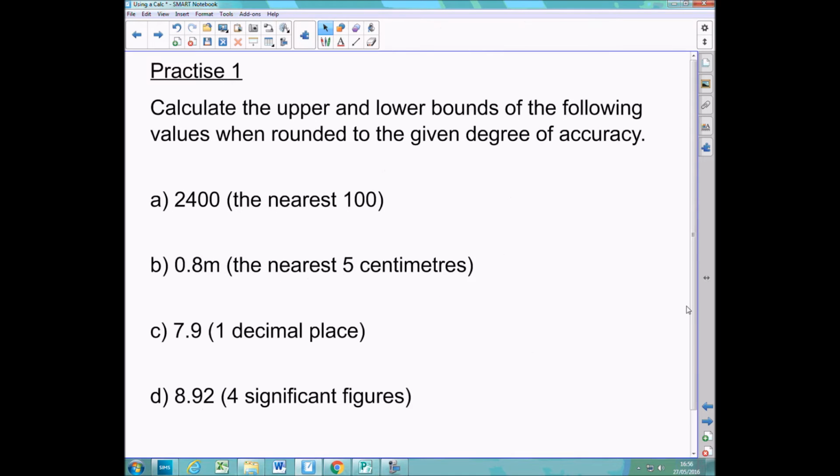Okay, so here are 4 questions for you to have a little practice with. Pause the video, have a go at them, and then we'll run through the answers in a little bit.